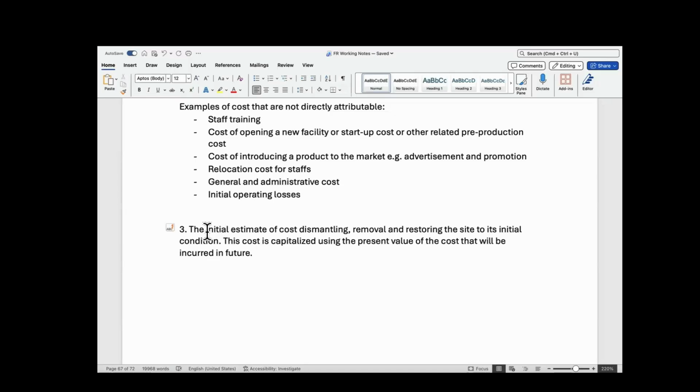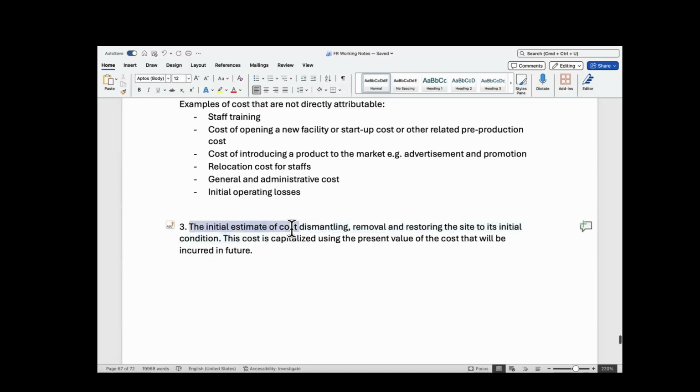But because this initial estimate of cost is a cost you will incur in the future, we do not recognize future cost in the books. We would recognize it at its present value. So we would get the present value of that future cost, and that is what we'll recognize as part of the cost of the asset today. And that's this point 3.